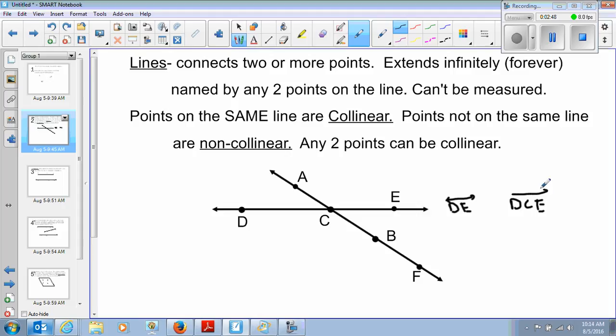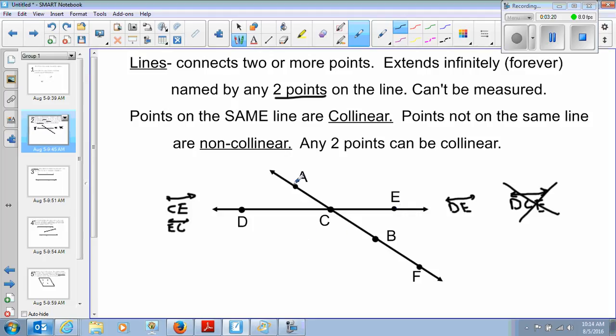And that's actually going to be incorrect, because we only name a line with 2 of the points. So we don't want to name a line with 3 points. Now, it can be any 2 points. So not only could I call this line DE, I could also call it line CE, or for that matter, line EC. Both of those are naming the same line, because whether I'm talking about CE or EC, it's still the same line.